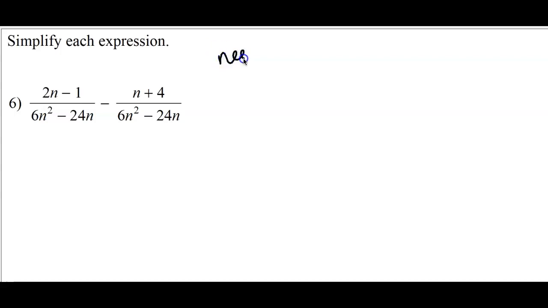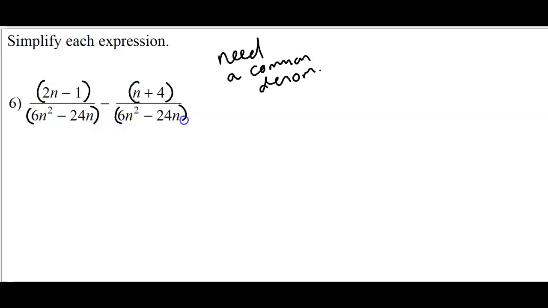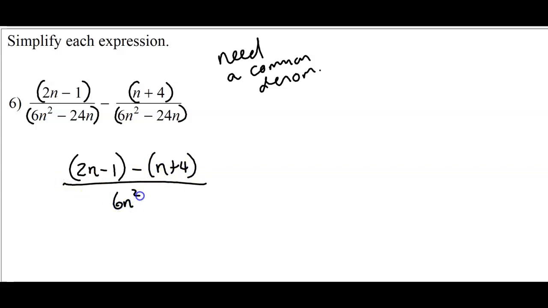I'll make a note here. Now in this case, they already have a common denominator. So when that happens, you're ready to combine them. So once again, I like parentheses around my binomials there. But in this case, what we're going to do is we're going to have 2n minus 1 minus n plus 4 all over the common denominator of 6n squared minus 24n.